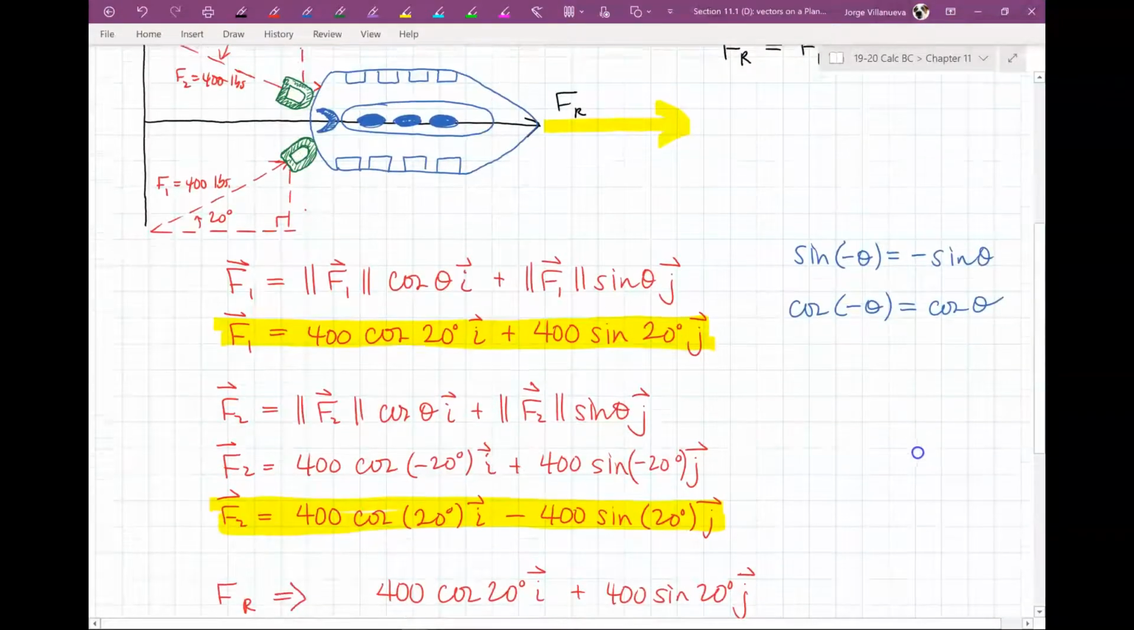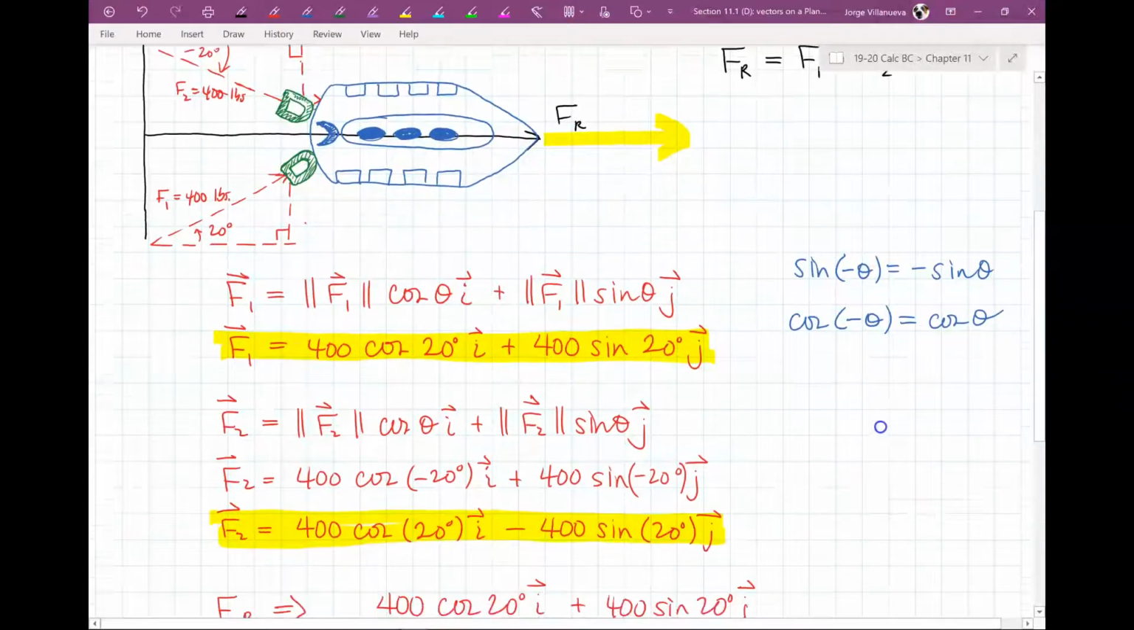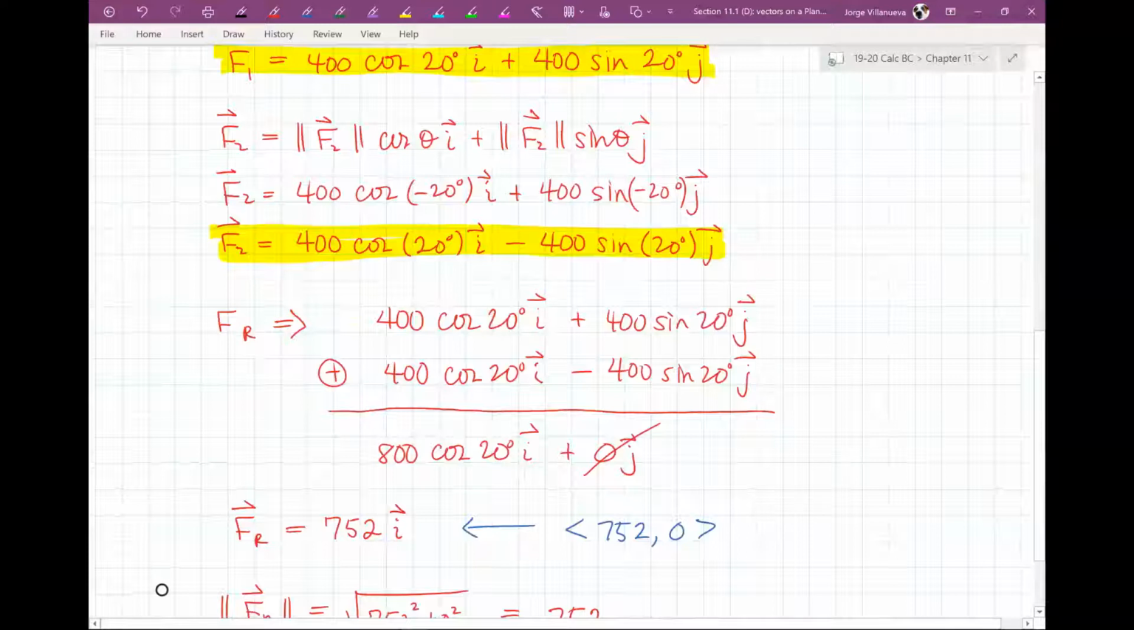So notice we start off knowing the resultant vector has to be composed of the two tugboats. So we created the force vectors for those two tugboats, the force and direction for each one of those. When we got those two things, we added them together. And we noticed that the vertical component goes away.